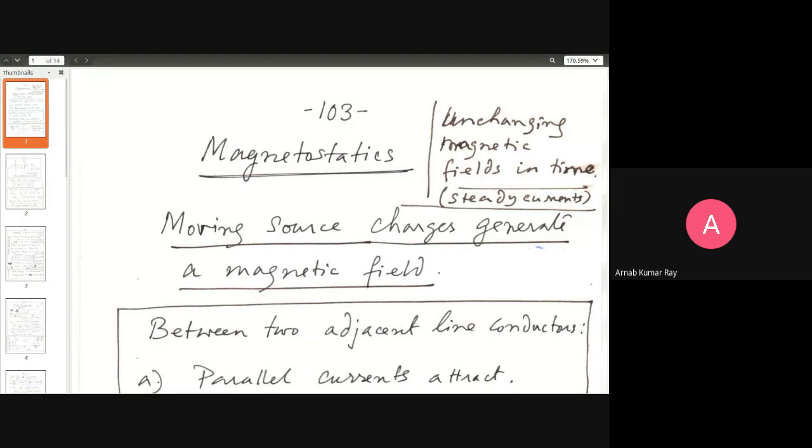Now we are going to talk about magnetic fields that are not changing in time. And how do you get an electric field that is not changing in time? You get it with the help of charges that are stationary, standing still, stock still. So fixed charges in space give rise to an electric field collectively.